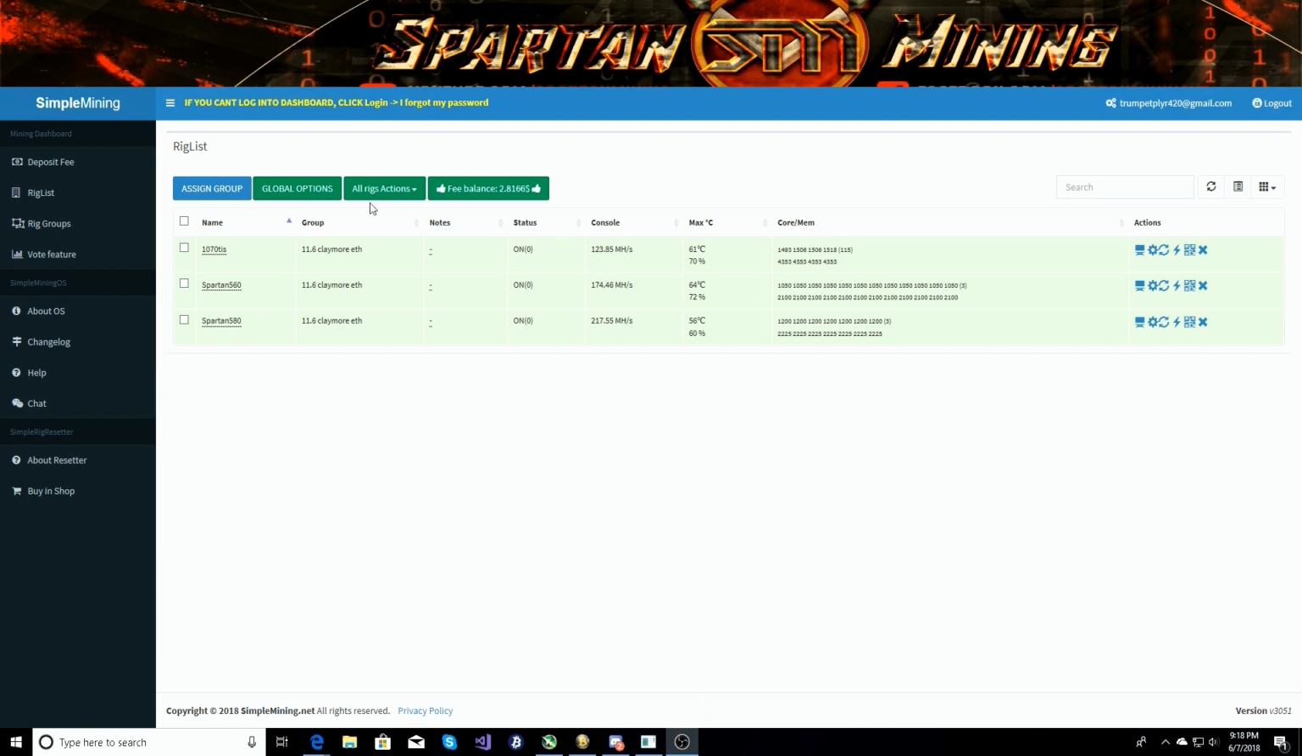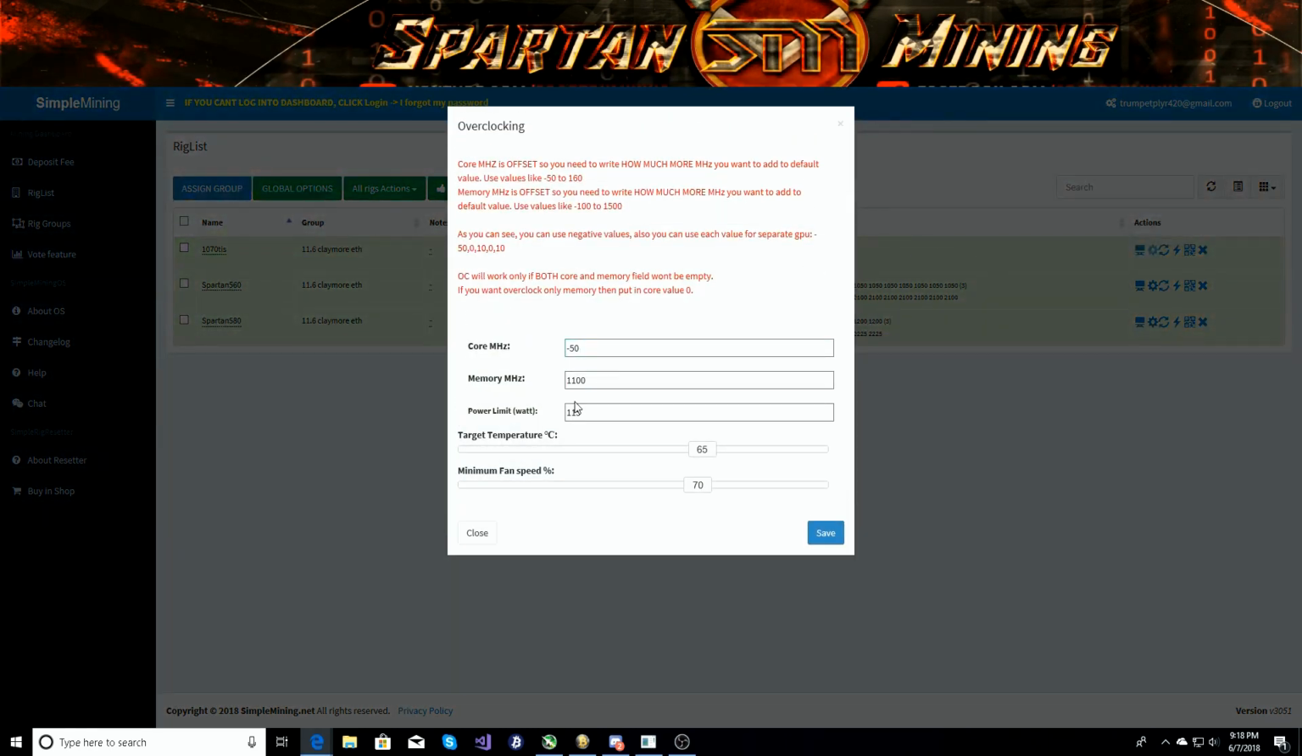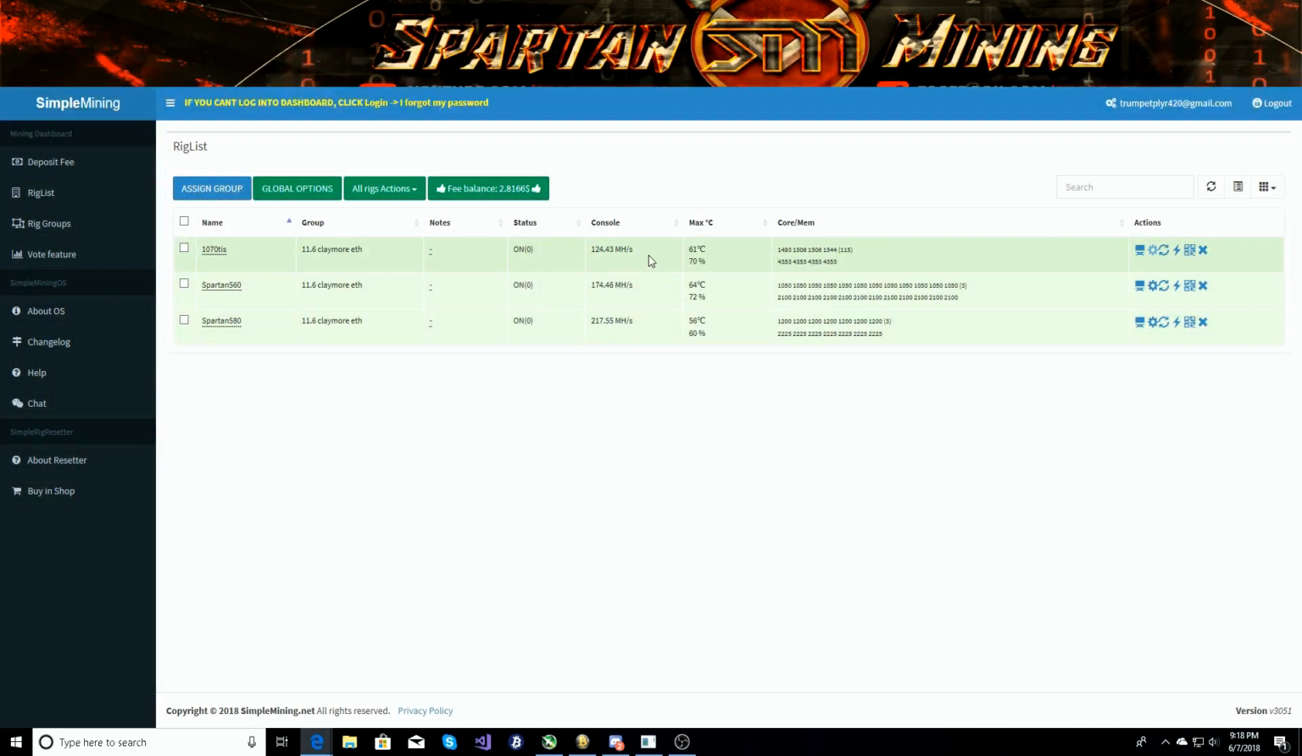So we have the 1070 Ti's. It's four of them, and they are pulling 124.43 mega hash on Ethereum. 61 is the highest temperature that I have on them. And these are my overclock settings: minus 50 core, 1100 on the memory, 115 on the power limit. And you can see the rest. They've been running rock solid lately. I have had no issues with them, so I'm really happy with how it's going.